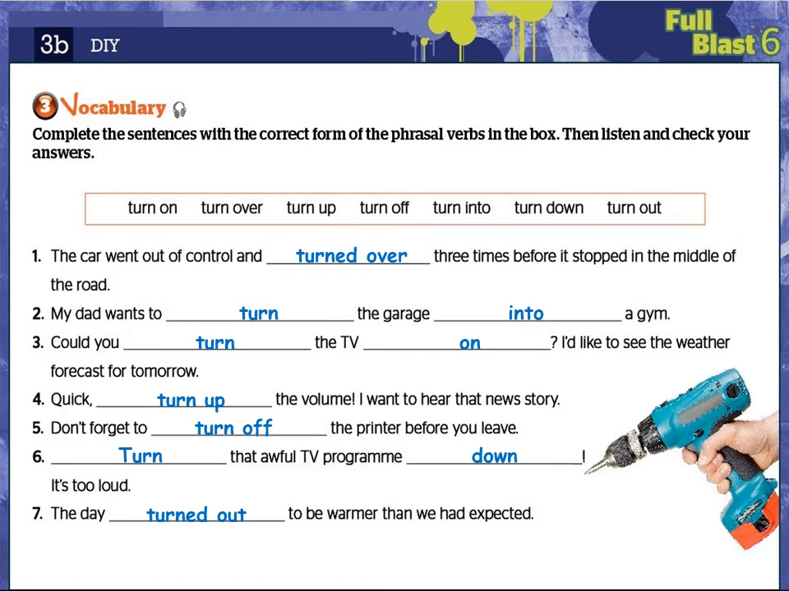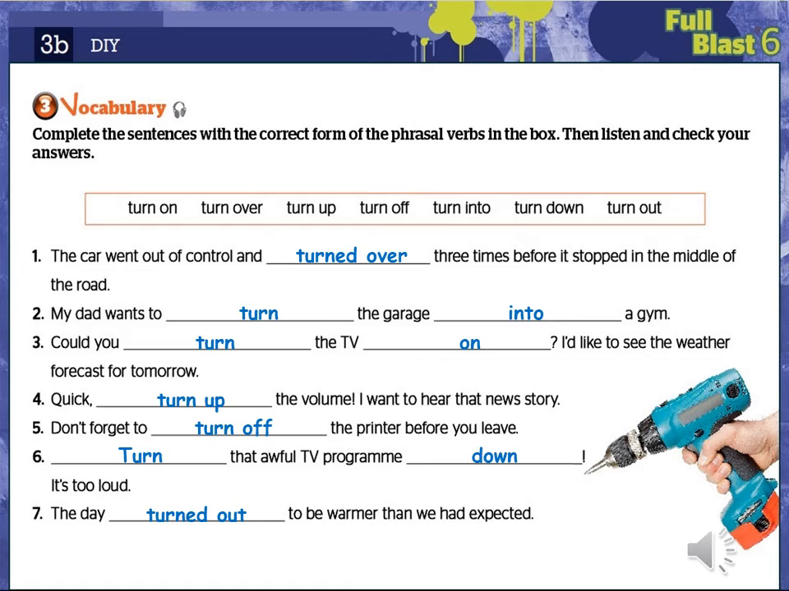Now, let's listen and check our answers. Three, vocabulary. Complete the sentences with the correct form of the phrasal verbs in the box. Then listen and check your answers. One, the car went out of control and turned over three times before it stopped in the middle of the road.